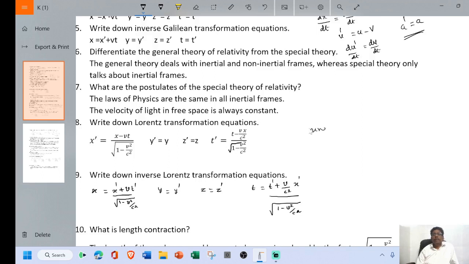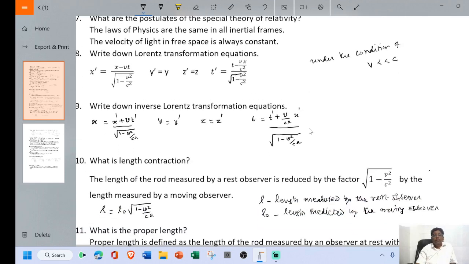Under the condition of v much lesser than c, that is, when the velocity of the object is not comparable with the velocity of light, Lorentz transformation equations are reduced into Galilean. That is x dash equal to x minus vt, y dash equal to y, z dash equal to z, t dash equal to t. Under this condition, Lorentz transformation is reduced into Galilean.